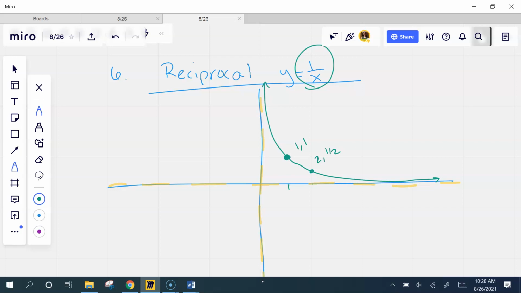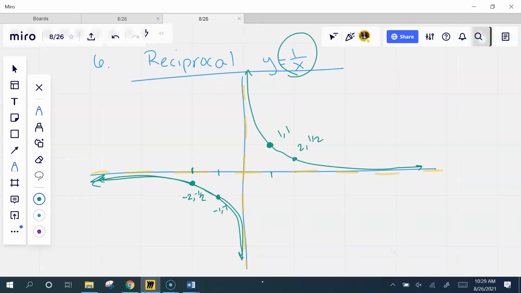This is where your T-chart's going to come in really handy. What happens if I let x be negative 1? I've got negative 1, negative 1, and then negative 2. These are going to be the same points, they're just going to be negative. So this is negative 2, negative 1/2. So it is going to do the same thing.